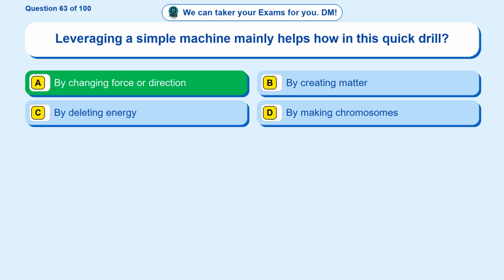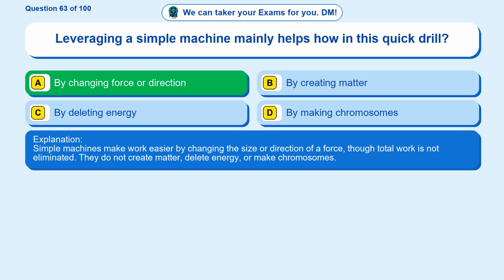The correct answer is option A, by changing force or direction. Simple machines make work easier by changing the size or direction of a force, though total work is not eliminated. They do not create matter, delete energy, or make chromosomes.